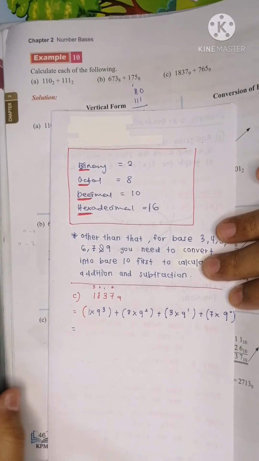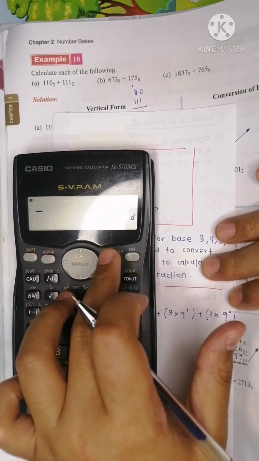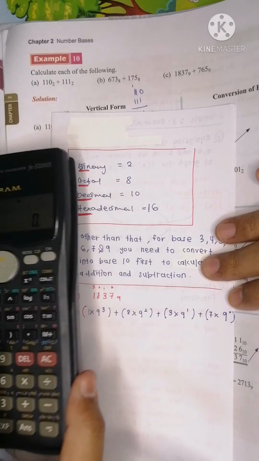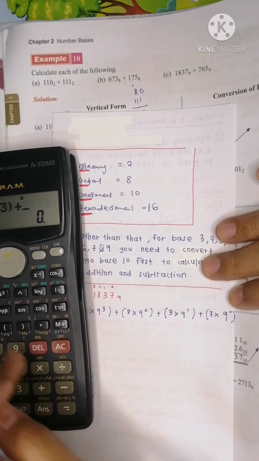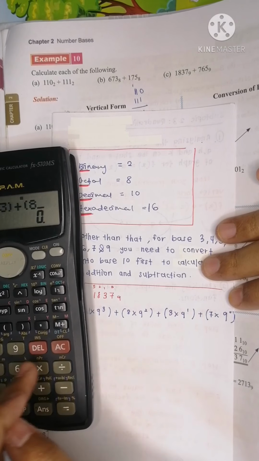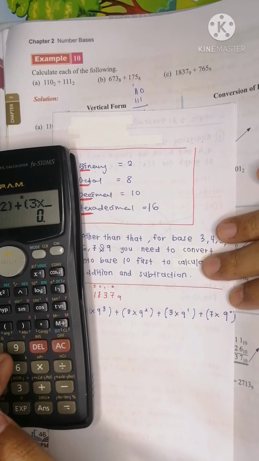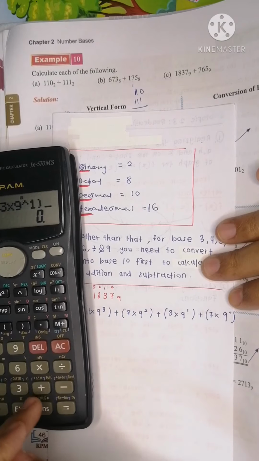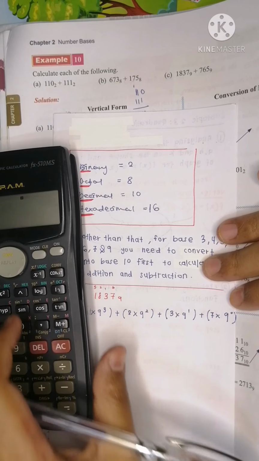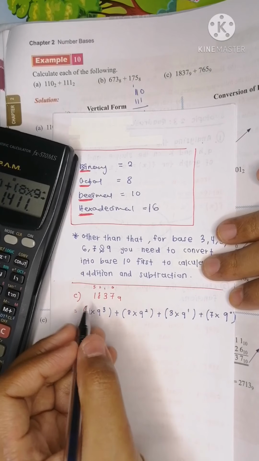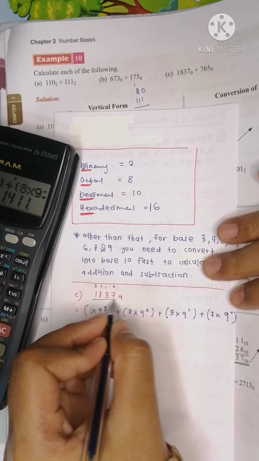And then key in your calculator. Just directly key in. Don't forget to clear first. Now, 1 multiplied by 9 to the power of 3 plus 8 multiplied by 9 to the power of 2 close bracket, plus 3 multiplied by 9 to the power of 1 plus 7 multiplied by 9 to the power of 0. So your answer will become 1411. Okay, for this one, done already.